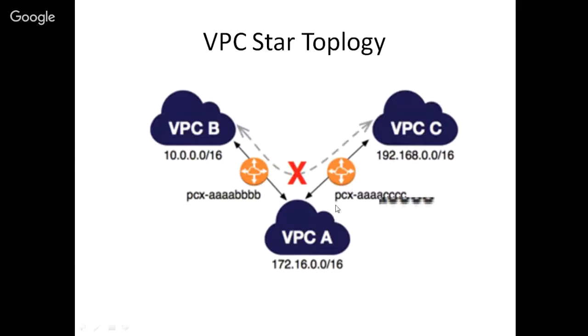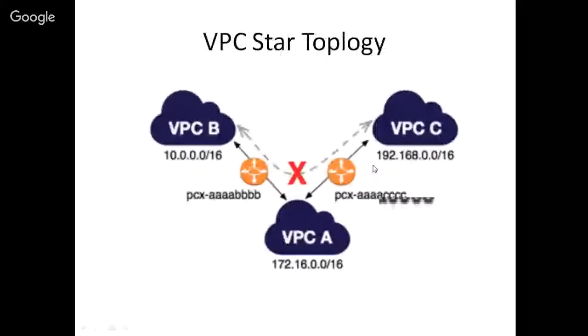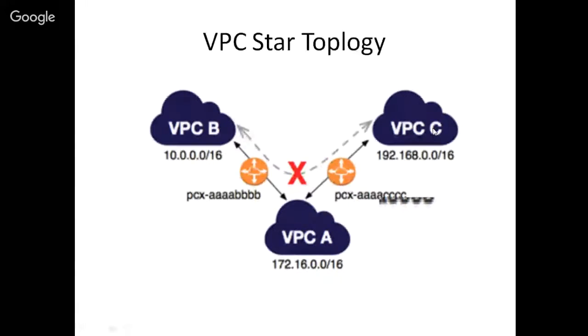no transitive. Okay, there is no transitive connection allowed. So if you have connected or paired your VPC like this, VPC A is connected to VPC B, and VPC A is connected to VPC C. Then you know this is the connection which we have created, but that doesn't mean VPC B can communicate to VPC C directly. No. Okay.